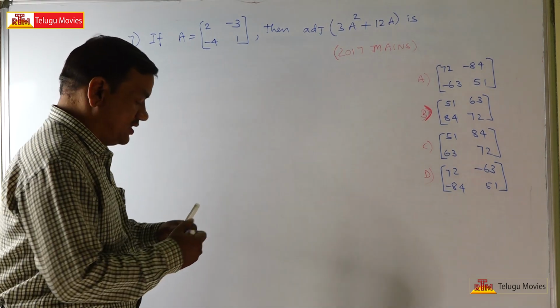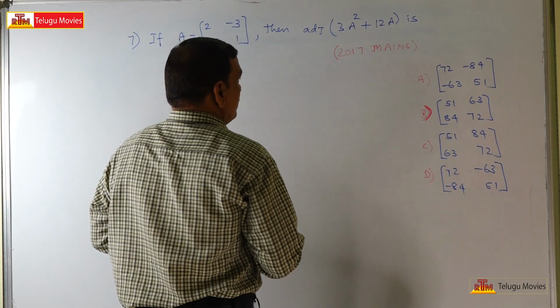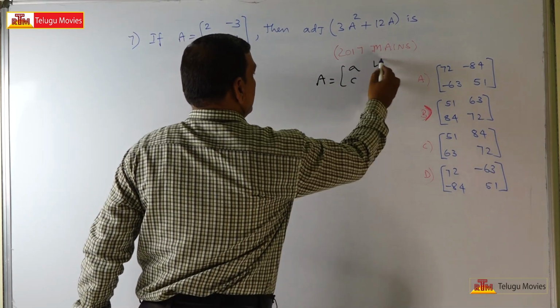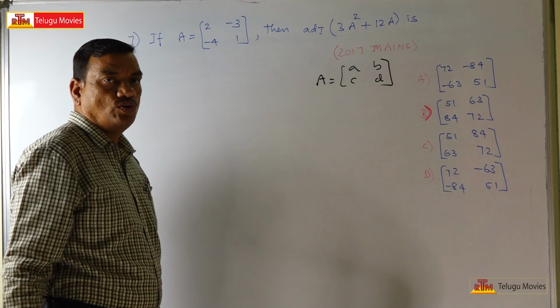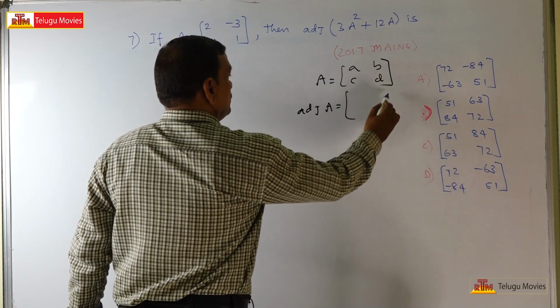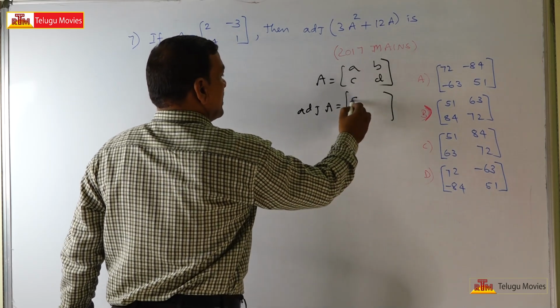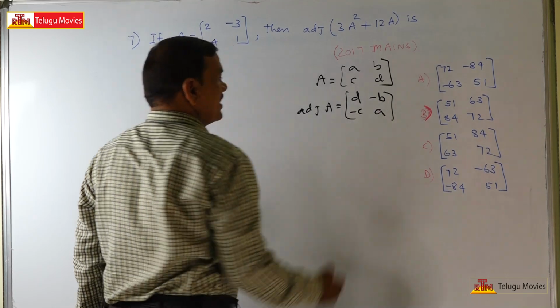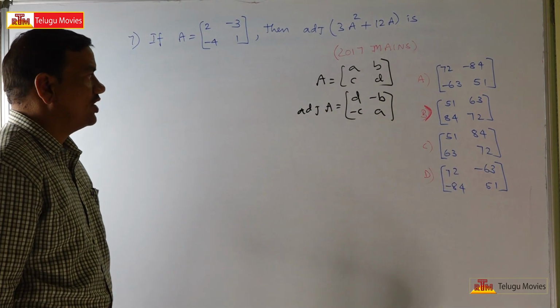We know that if a matrix A is there, for example a 2 by 2 square matrix [a, b; c, d], what is the adjoint of A? You just interchange the principal diagonal elements, d and a. Then you change the sign of the second diagonal. That's all. That is the adjoint.